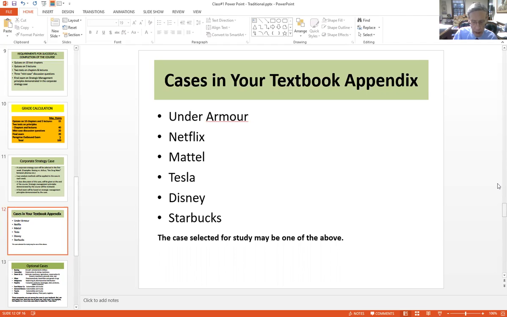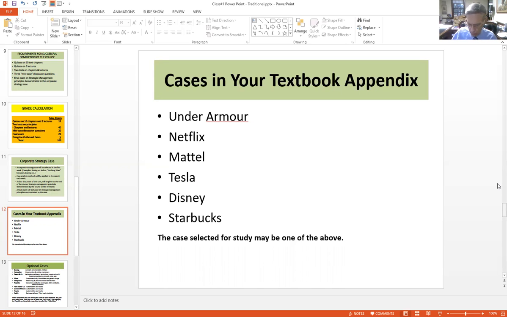If you think that you might be interested in one of these cases more than the others, send me a note and let me know. I can't promise that I'll accept your suggestion, but it'll certainly influence my thinking. But each one of these cases in the back of your book is pretty substantial. It's got a lot of material in it that we can talk about during the course and in that 7th week.